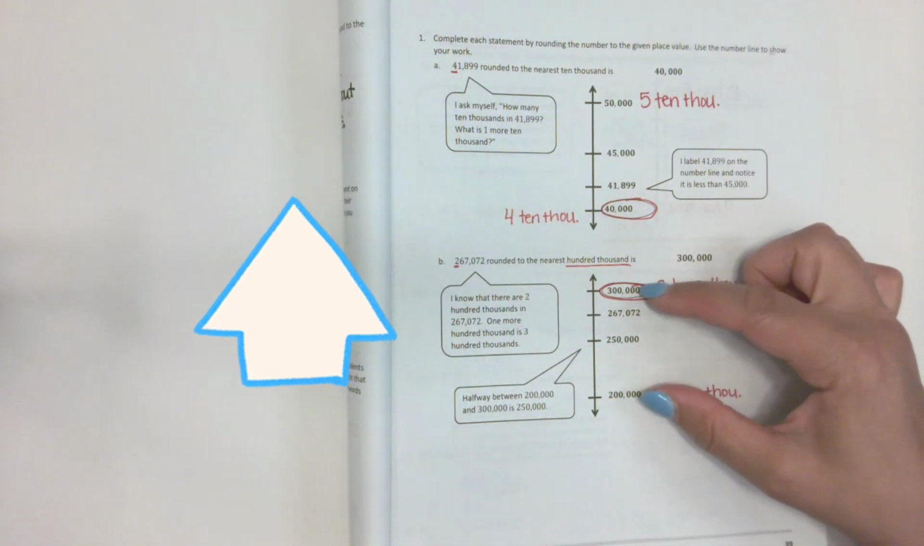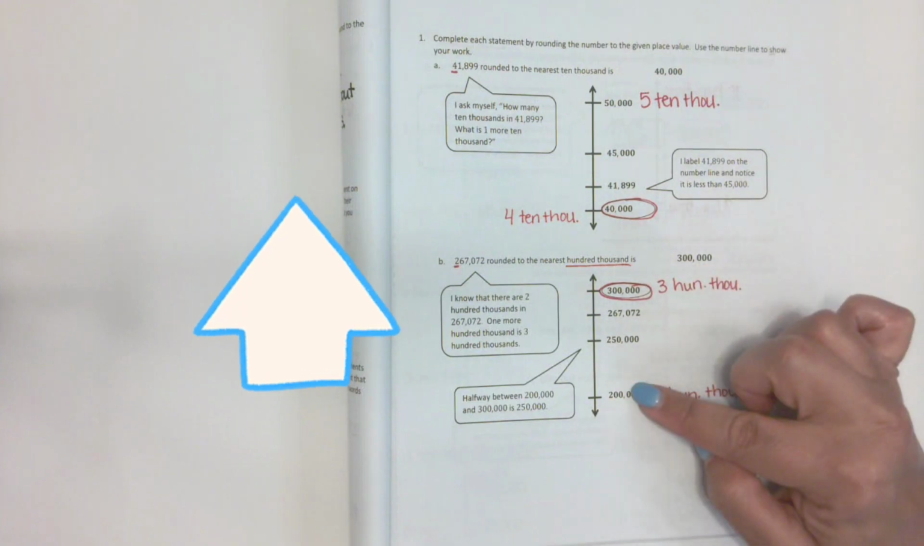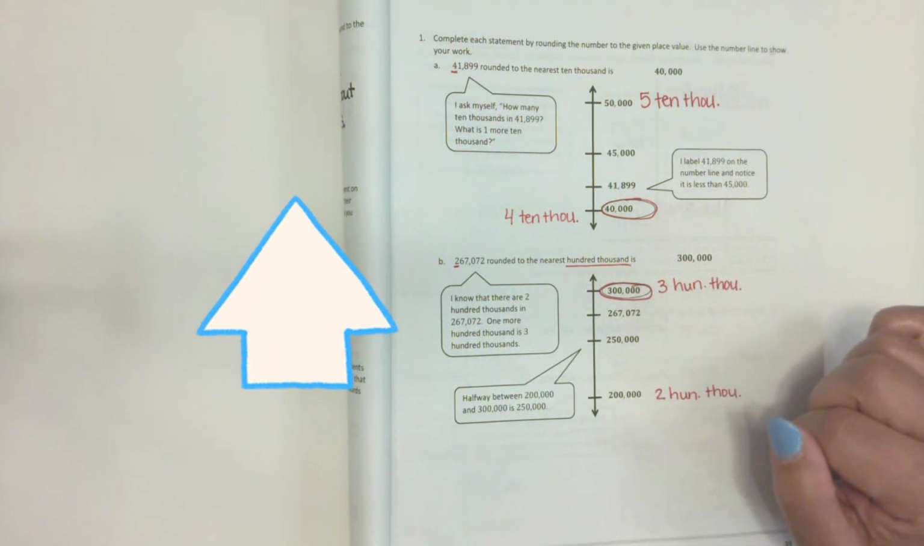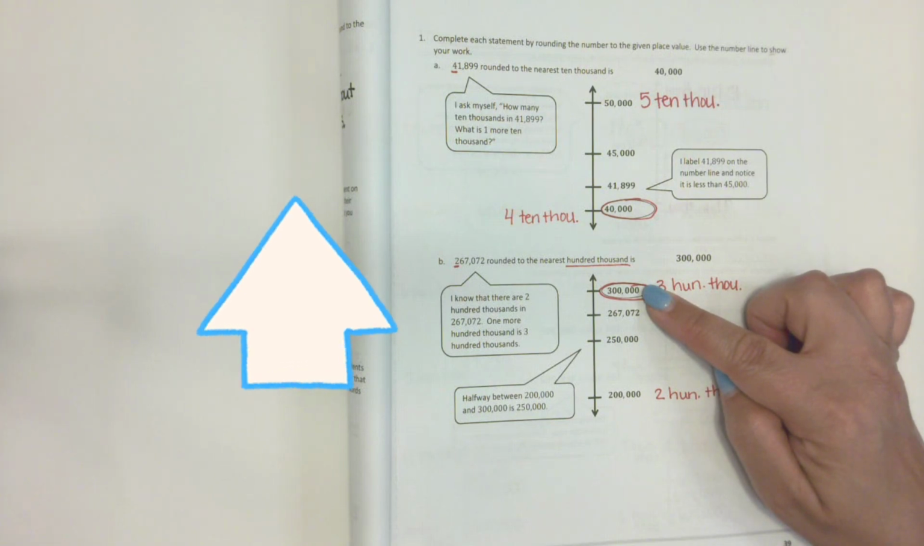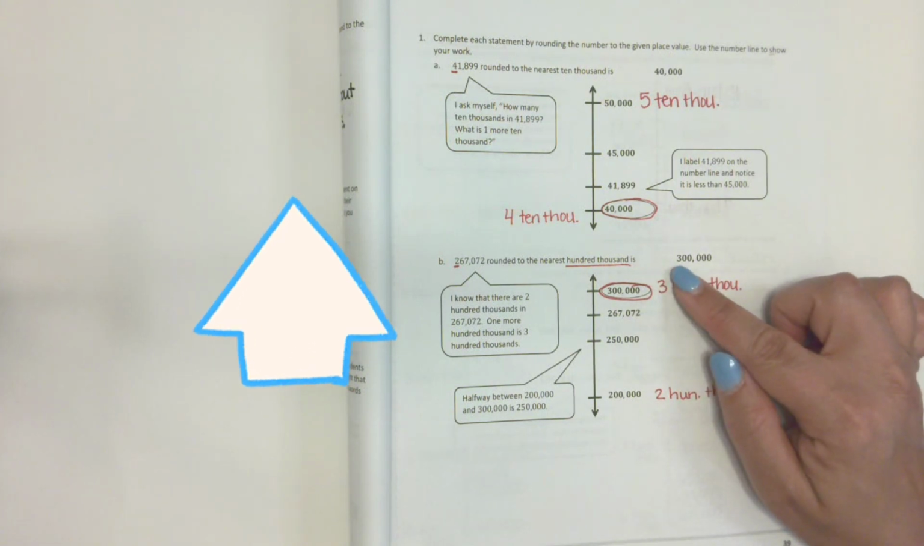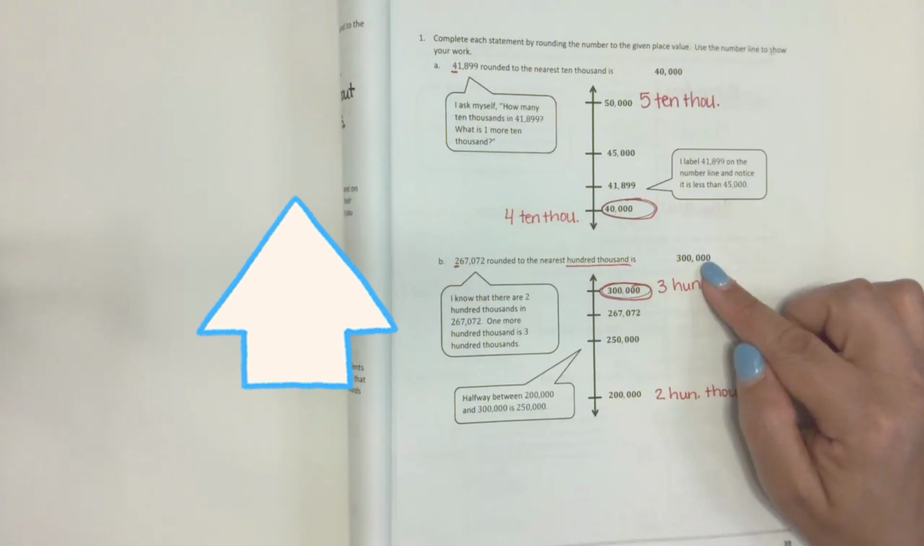Then we look to see which endpoint it is closer to. 267,072 is closer to 300,000. So rounded to the nearest 100,000, it would be 300,000.